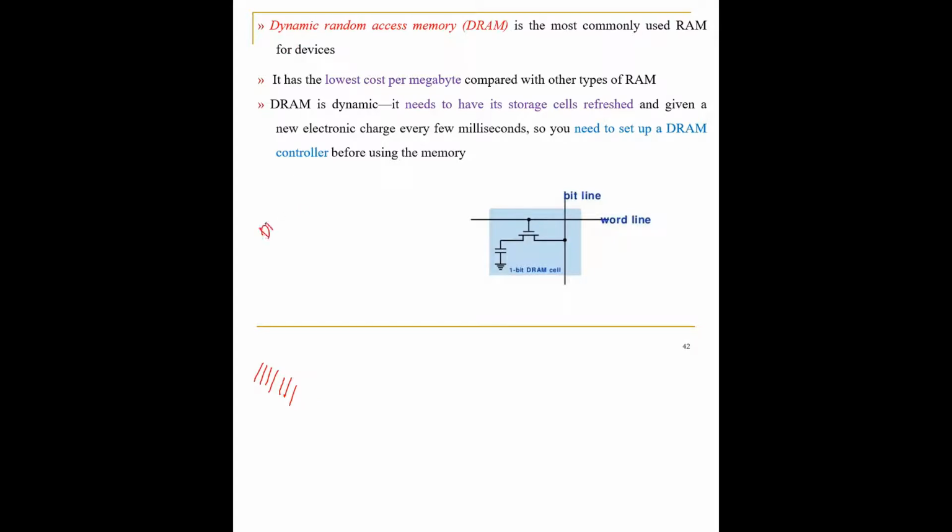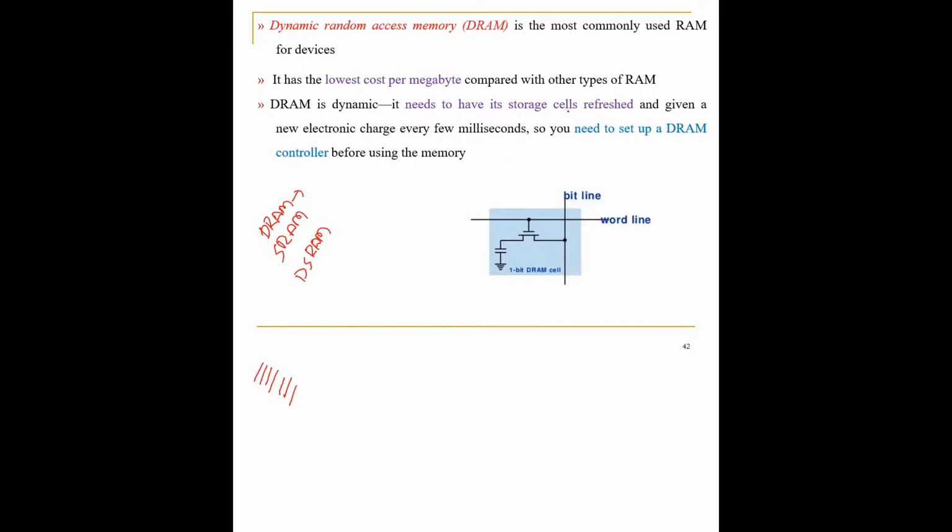So it is DRAM, SRAM and SDRAM. So three kinds of RAMs are available. This is most flexible for you people. It's the most commonly used RAM for devices. It has the lowest cost per megabyte compared with other types of RAMs. Lowest cost means this is one of the cheapest.